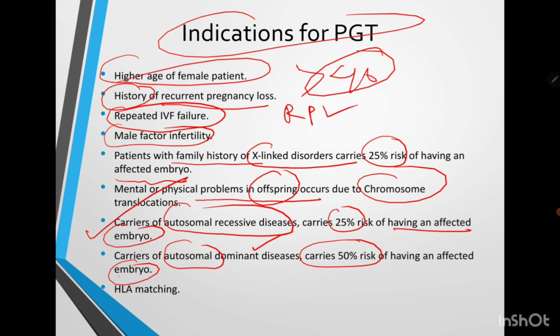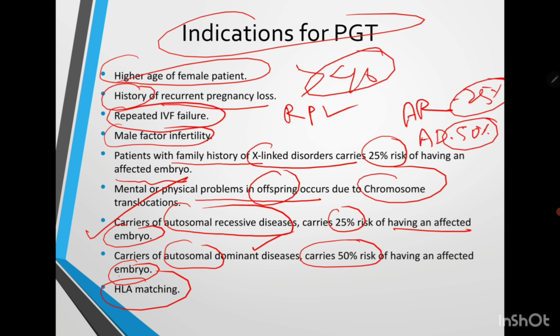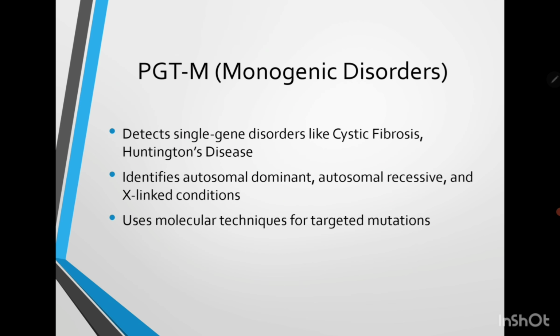Autosomal recessive is very important. If it's recessive, 25%, if there is 25% risk, then you will go for PGT. If it is autosomal dominant, if there is 50% risk, then you go for a PGT. HLA matching is also an indication for pre-implantation genetic testing.